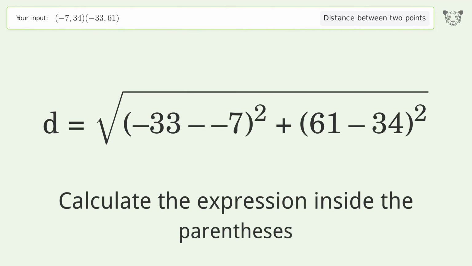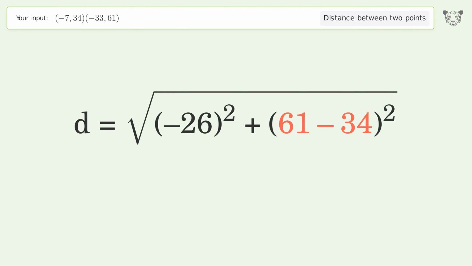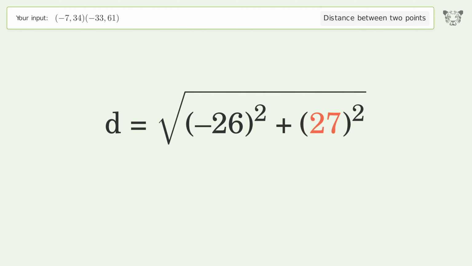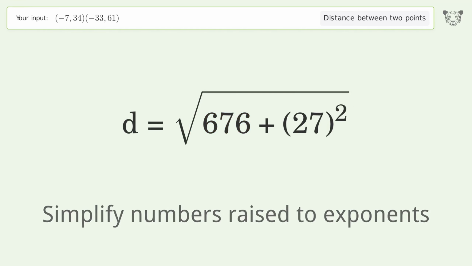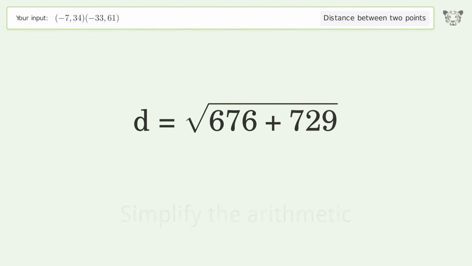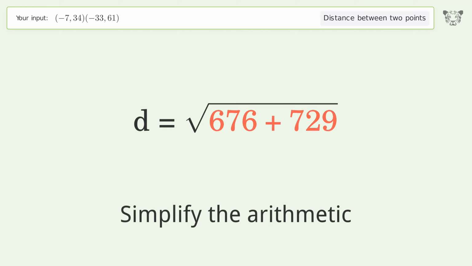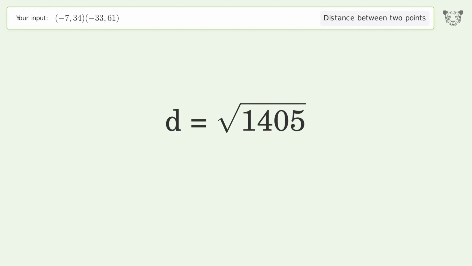Calculate the expression inside the parentheses. Simplify numbers raised to exponents. Simplify the arithmetic. And so the distance between the 2 points is the square root of 1405, or 37.483.